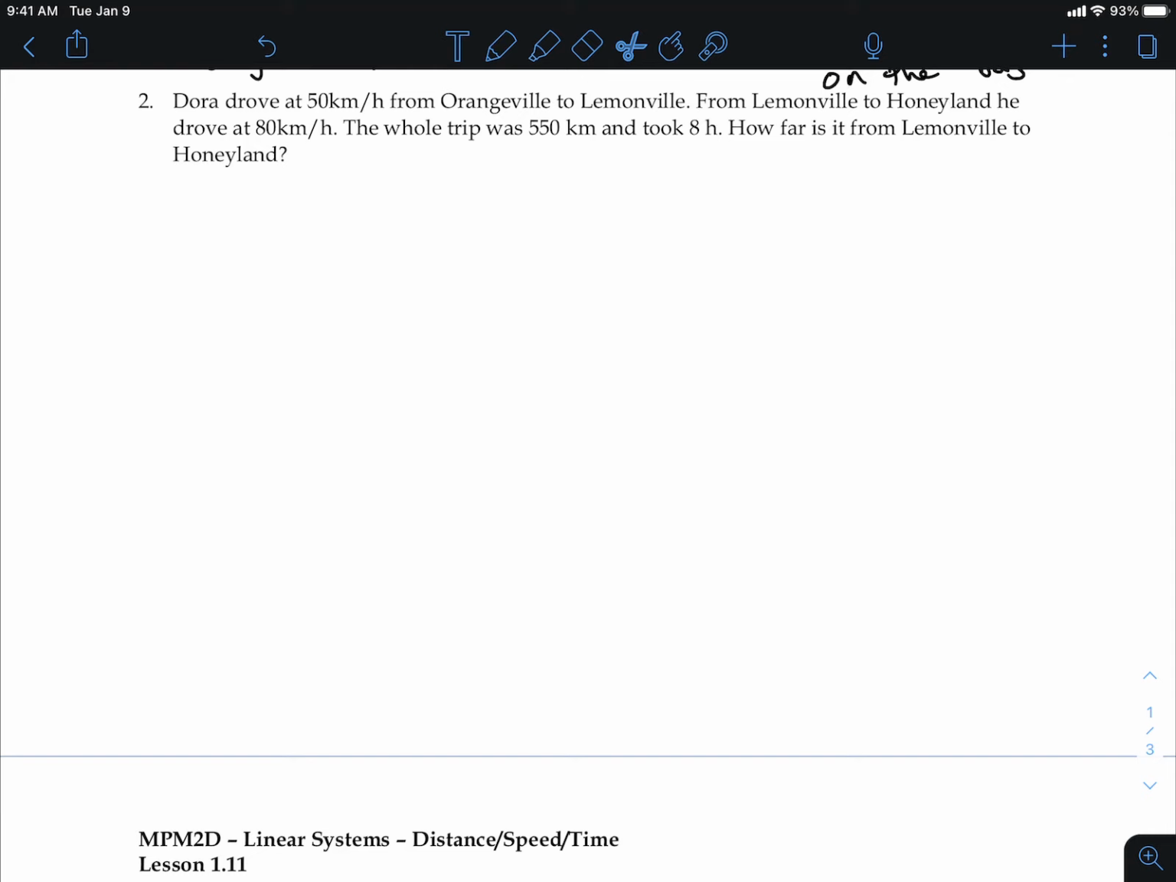I would do the same thing. I'd set up two equations, one for time and one for distance. You know what the time is, so it took 8 hours total. So I'd say let x represent the amount of time traveling at 50 kilometers per hour, and let y represent the amount of time traveling at the higher speed, 80 kilometers per hour.